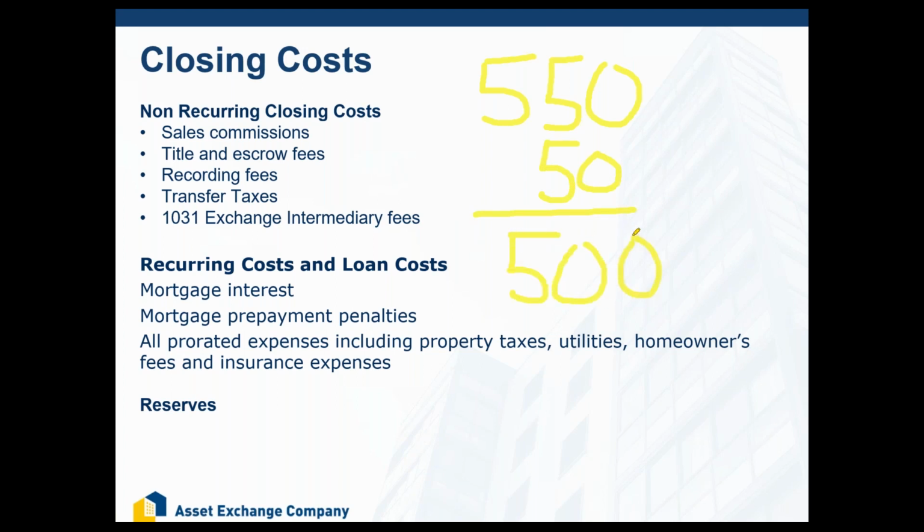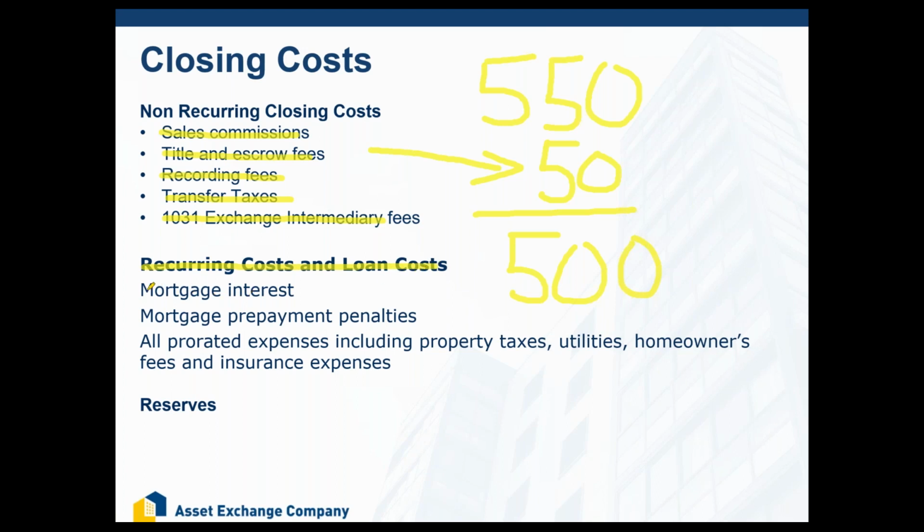Well, ladies and gentlemen, the commissions and closing costs that I can subtract are these: sale commission, title and escrow, recording fee, transfer taxes, and 1031 fees. Those are the most common ones. The ones that I cannot subtract are anything that recurs or anything that is related to the loan.